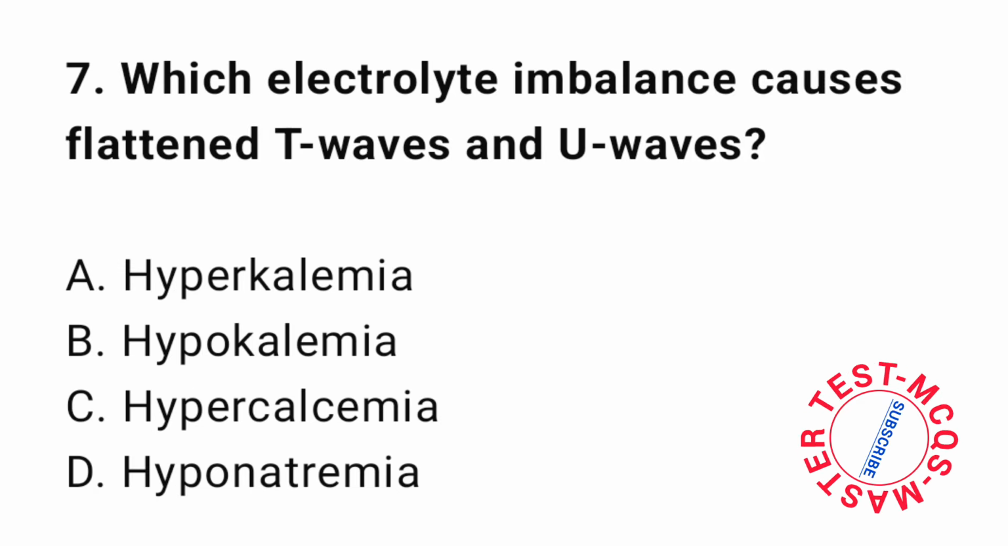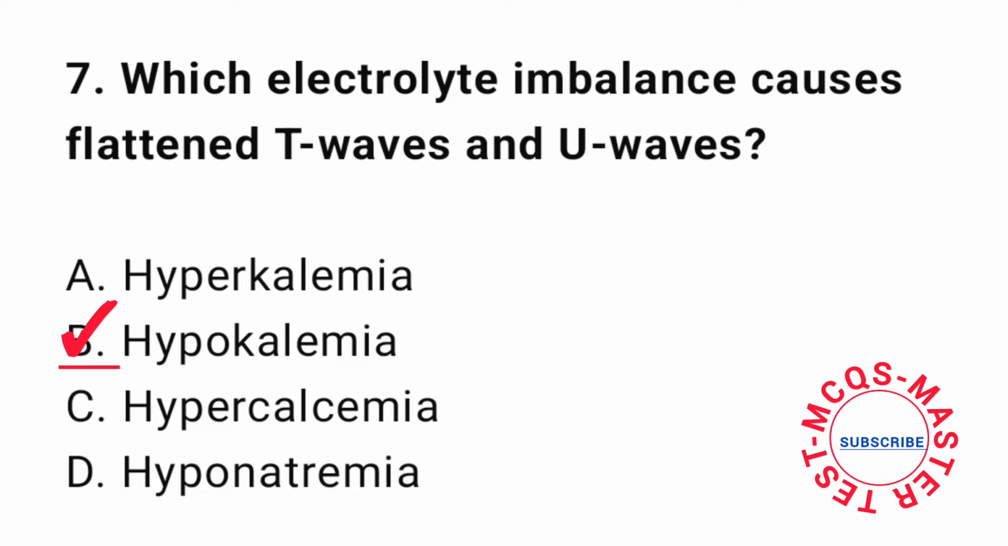Question number 7. Which electrolyte imbalance causes flattened T waves and U waves? The right answer is B. Hypokalemia.